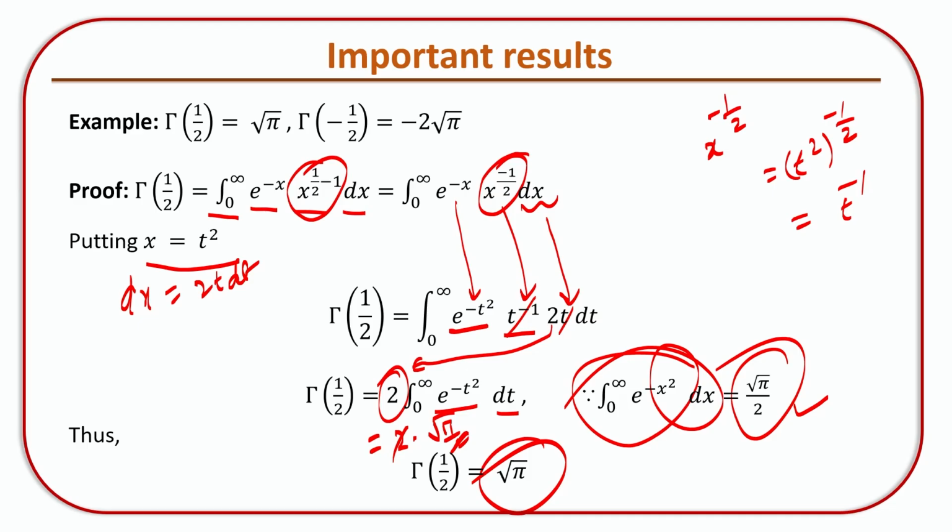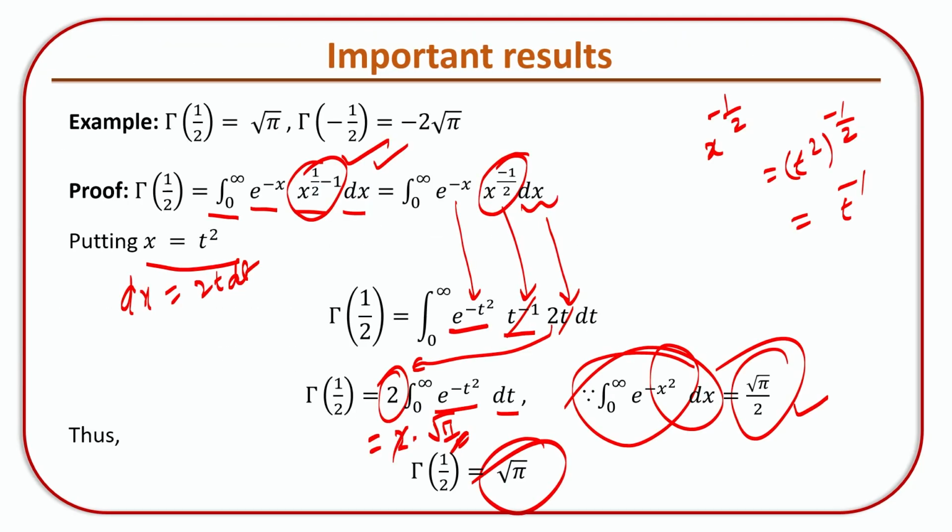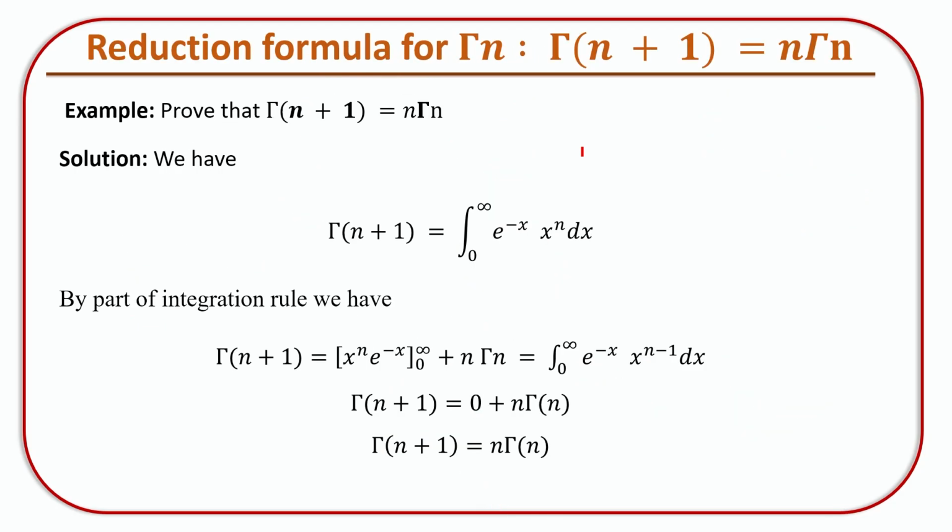Now can you try for gamma of minus half? I believe that you will, and you will find out that this is minus twice root pi. So this will be your assignment here, just to go through it, and you will find out the answer.